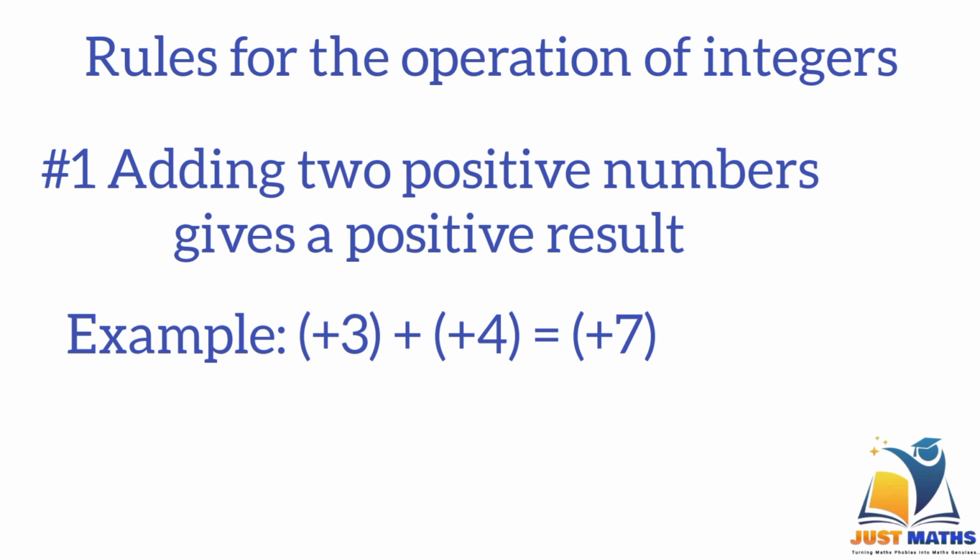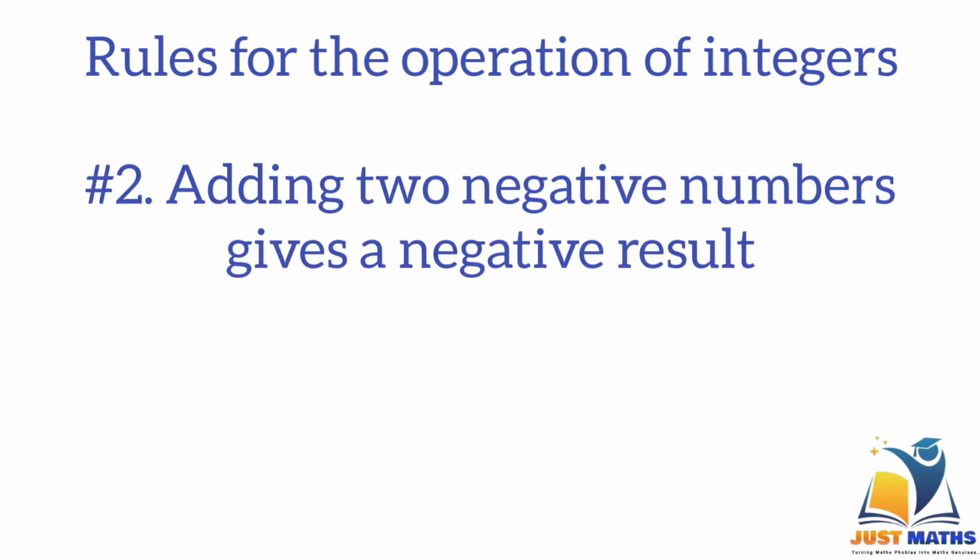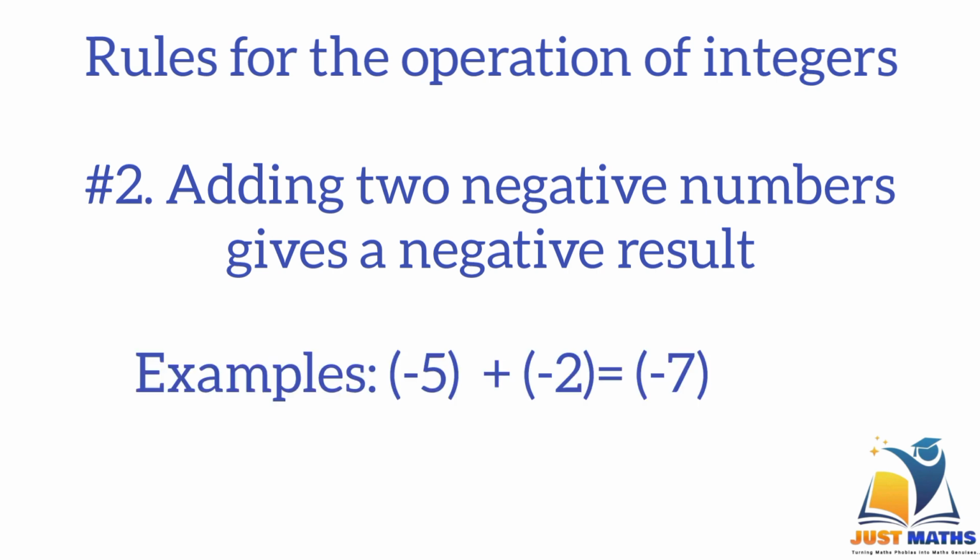Rule two, adding two negative numbers gives a negative result. Example, -5 plus -2 will give us -7. Both are negative, so they give us a negative result.